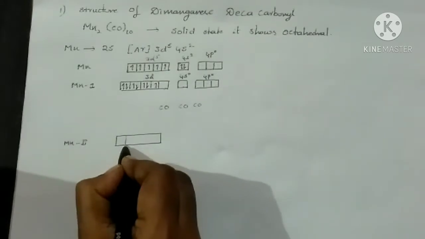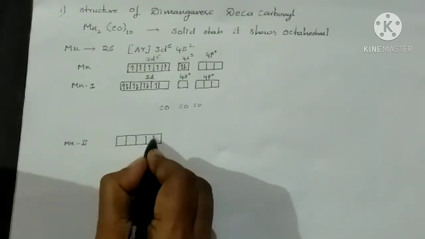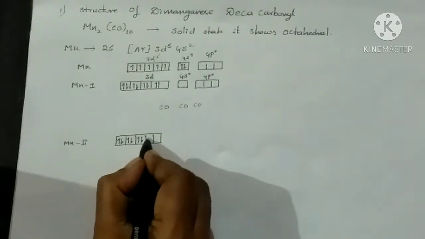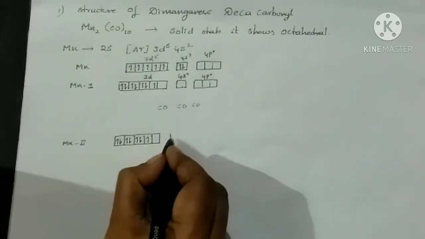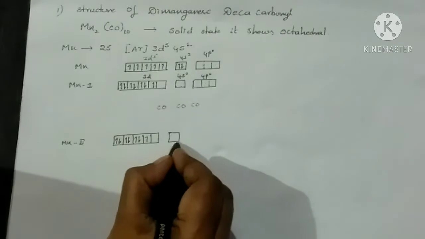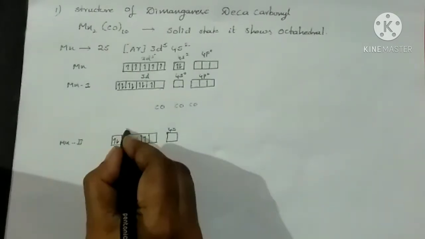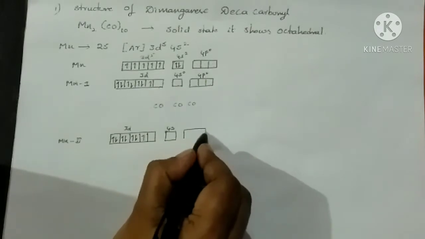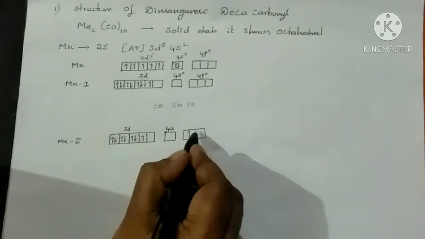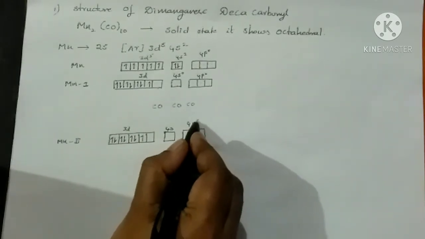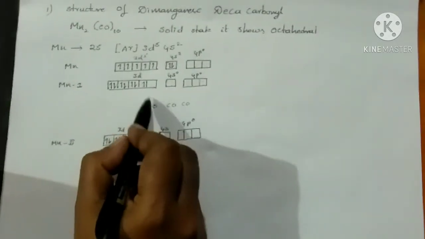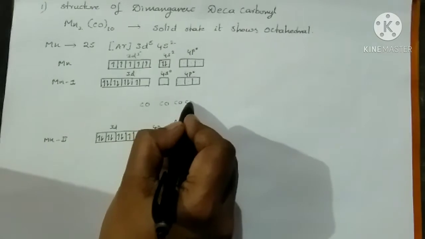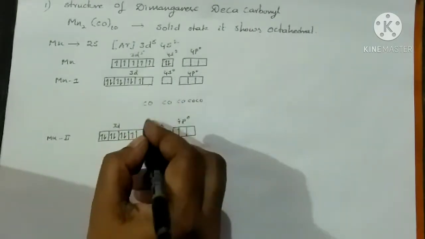So in the Mn2 atom the same will occur, that means rearrangement takes place. The 3d orbital has 3 paired electrons and 1 single electron, 4s is vacant, and 4p is totally empty. Now, coming to the Mn1 atom, it is bonded with 5 carbonyl groups.